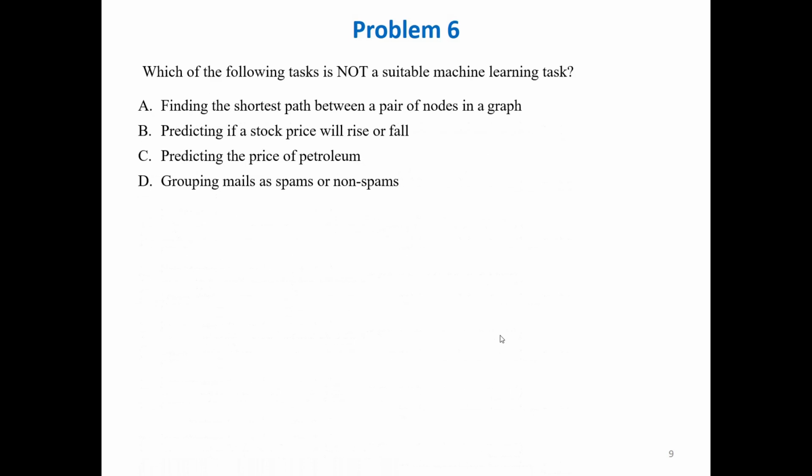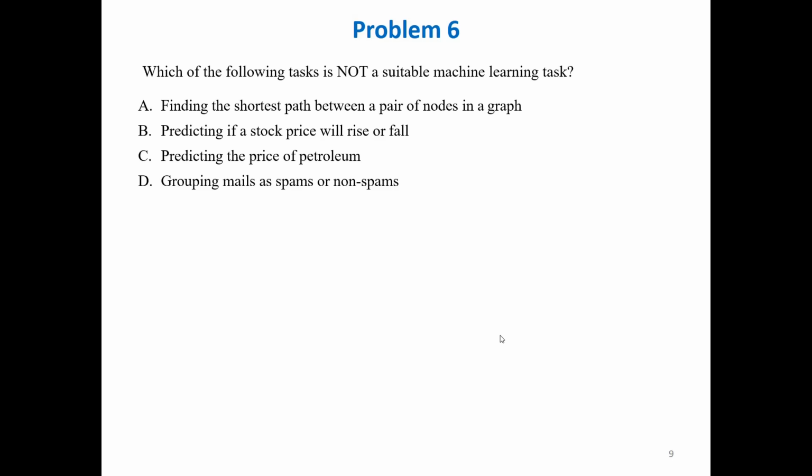Next problem. Which of the following tasks is not a suitable machine learning task? Finding the shortest path between a pair of nodes in a graph. Predicting if a stock price will rise or fall. Predicting the price of petroleum. Grouping mails as spam or non-spam.